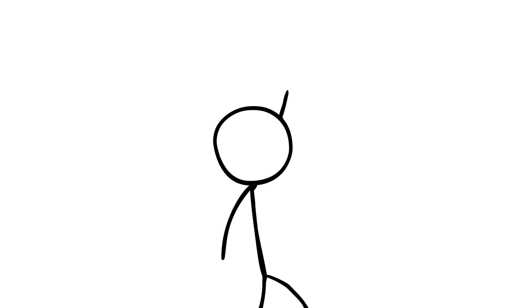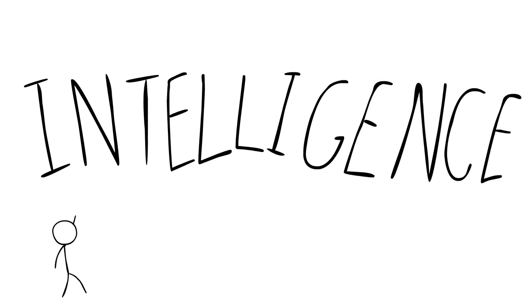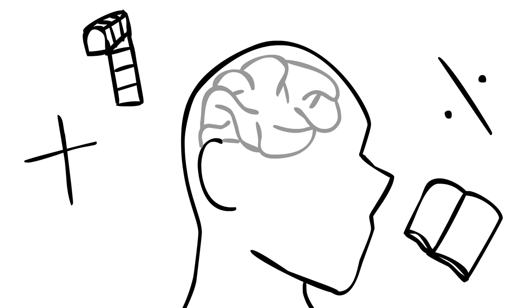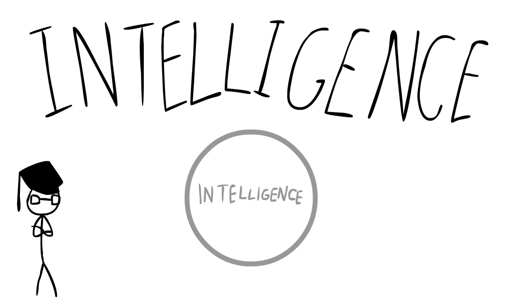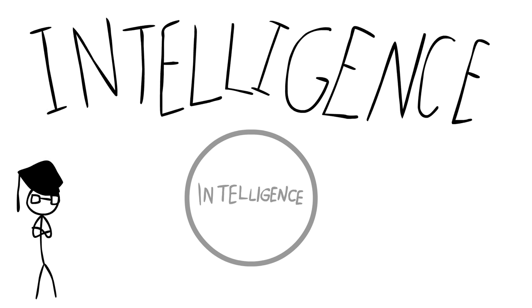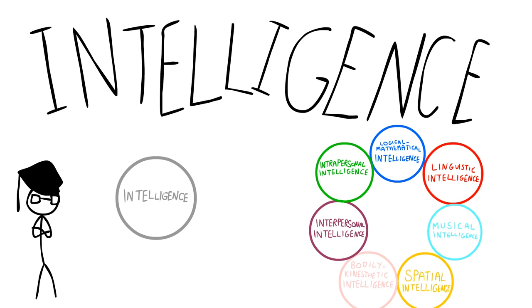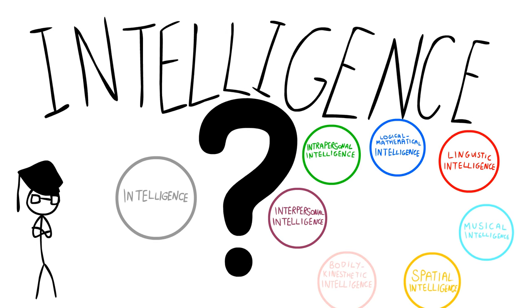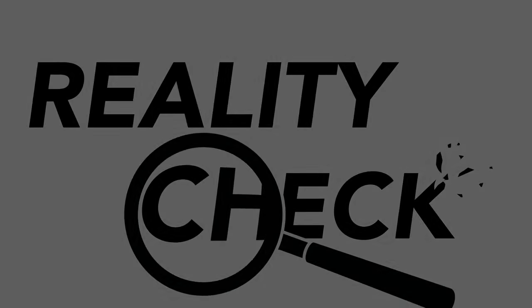You may be familiar with the concept of intelligence, and although not everyone agrees on the exact definition, it's usually considered to be your level of general mental ability. However, some people disagree with the idea that intelligence is considered to be a singular, be-all and end-all measure, and propose that there are in fact multiple different kinds of intelligences, and that they're all completely unrelated. But does the evidence support this conclusion? It's time for a reality check.